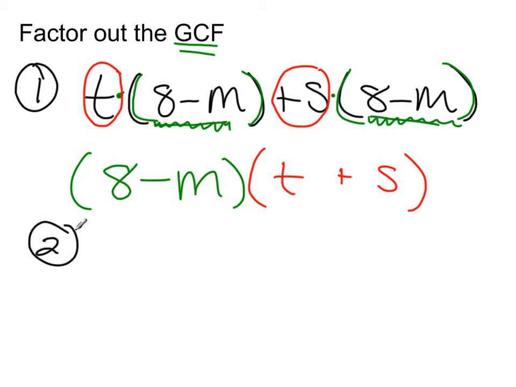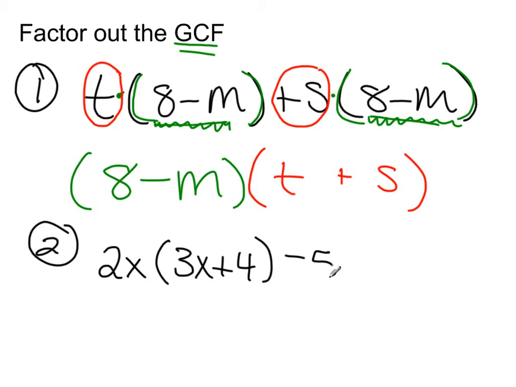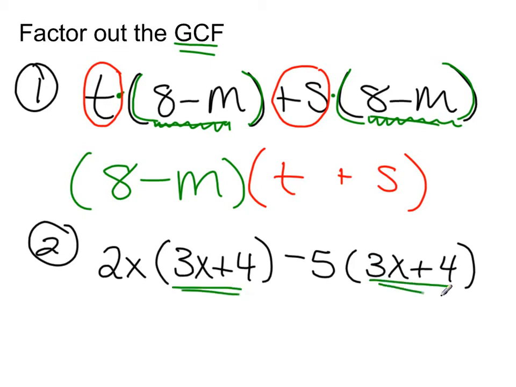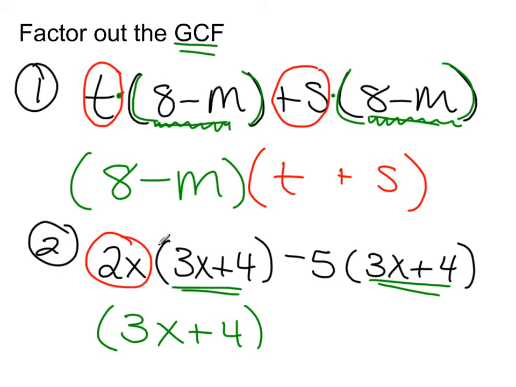So let's see another one, just to be safe. We have 2x times (3x plus 4) minus 5 times (3x plus 4). And even when I'm reading it, you probably heard me say 3x plus 4 twice. That is our pattern. They both have that 3x plus 4. So we can factor out that 3x plus 4. And left behind is the garbage in the front, that 2x, and this time minus 5. And we have to make sure they're in parentheses. And there's our answer.